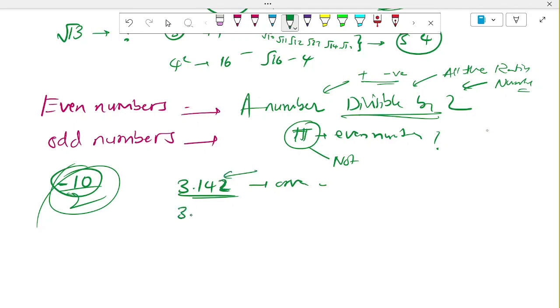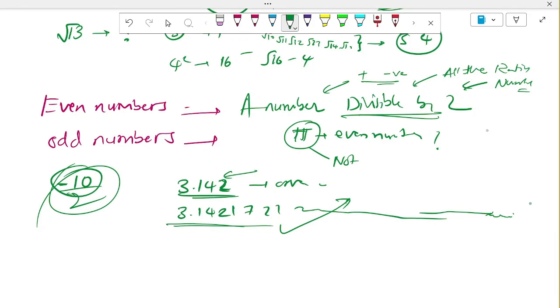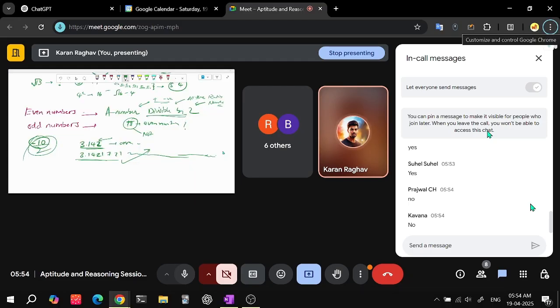If there is a number which is never stopping, like 17315 something like this, and it is never ending, such numbers you cannot find even or odd, because you do not know what is the last value. You cannot check whether it is divisible by 2 or not. I hope this one is clear.